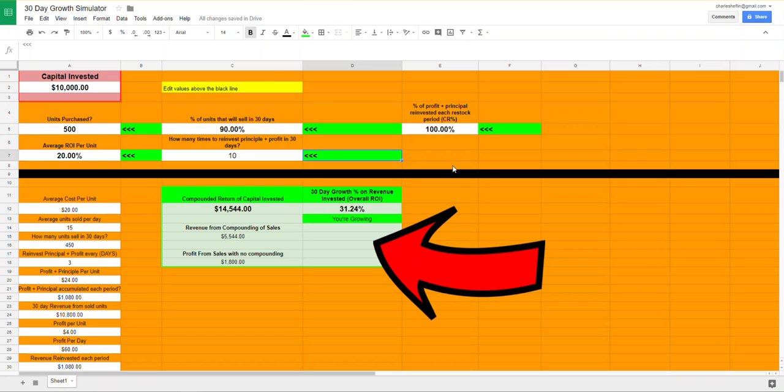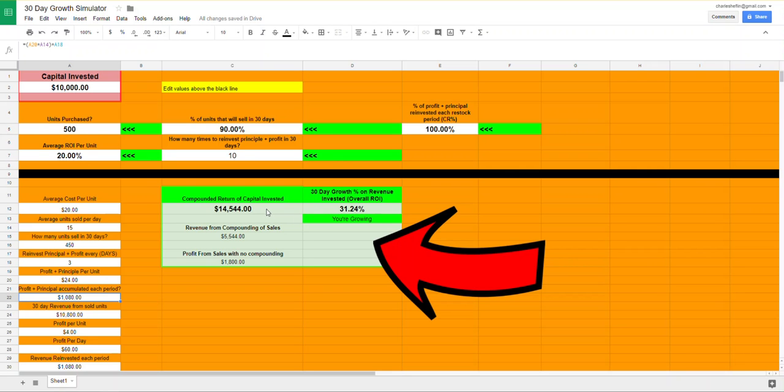A lot of people don't realize the impact that this particular field has on your entire business. This is your capital reinvestment percentage, or your CR percent. So based on the flow of sales here, you can see that your profit plus principal accumulated each period, and there's 10 periods. So this is the profit plus principal that's accumulated each period right here is $1,080. You want to try to spend every penny of that. Now, if you don't, then it has a dramatic effect on your bottom lines here.